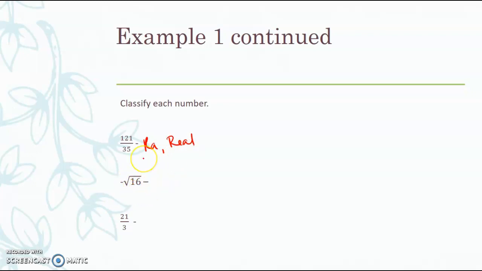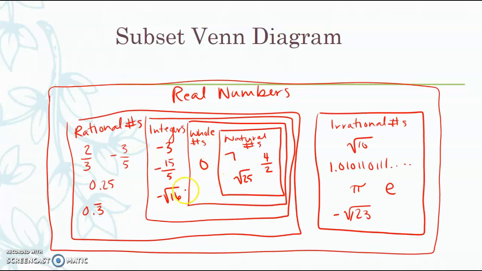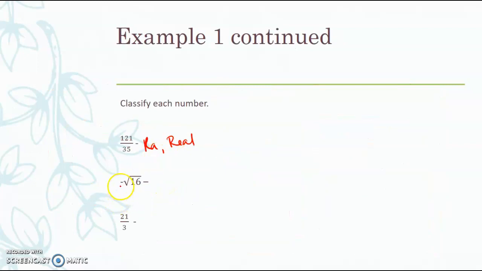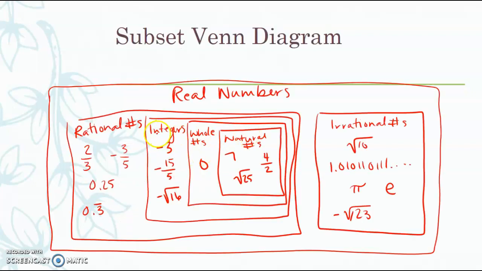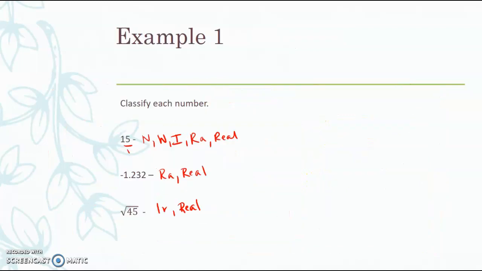Negative square root of 16. And actually, I think this was one of them in here, right? Square root of 16 is 4. We put the negative in front of it. That makes this a negative 4. So a negative 4 is an integer. I guess we were just calling that I. Is an integer. And if it's an integer, it is also rational and real. So if we go back here, if it's an integer, it is also rational and real. Alright, those are our headings.